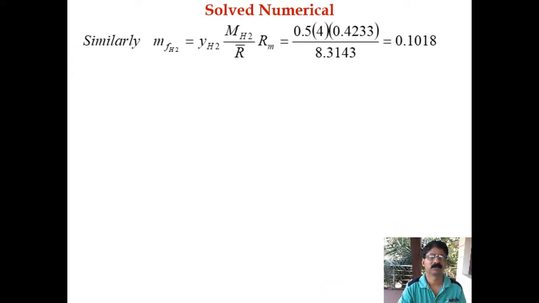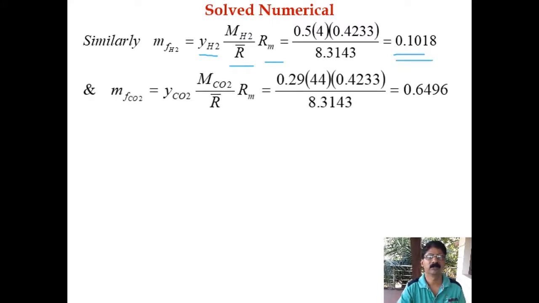Similarly, the mass fraction of hydrogen is given by this equation, that is, the volume fraction of hydrogen into the molecular mass of hydrogen by R bar into Rm. So you'll get 0.1018. Similarly, you'll get the mass fraction of CO2 as 0.6496. The formula is the same, but you have to use the suffix for the individual gases.